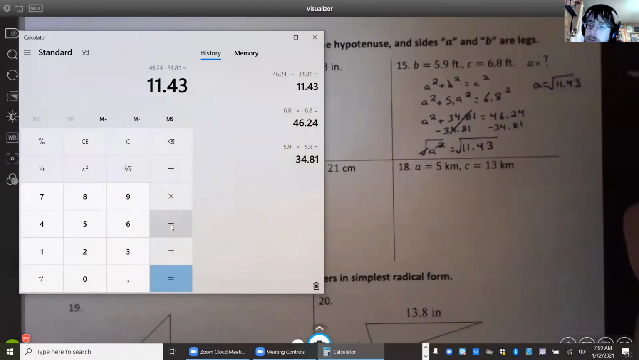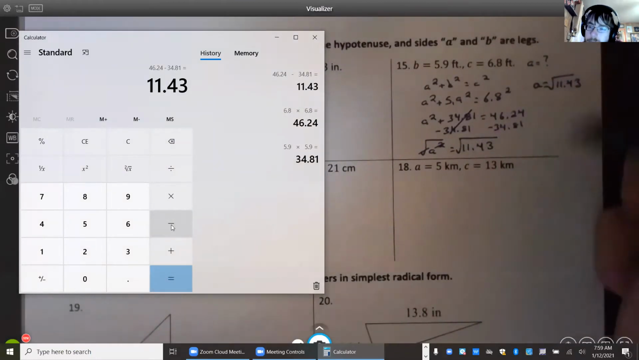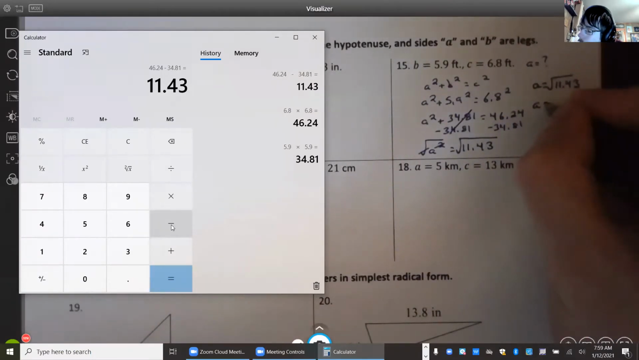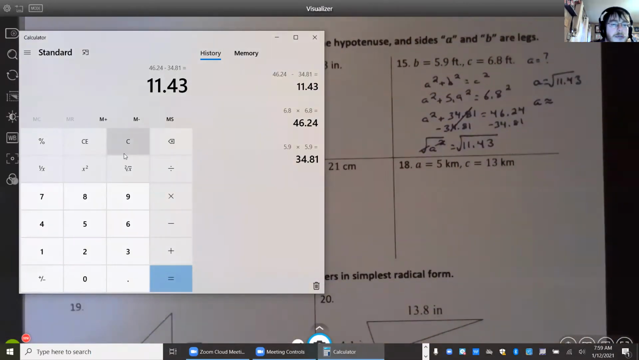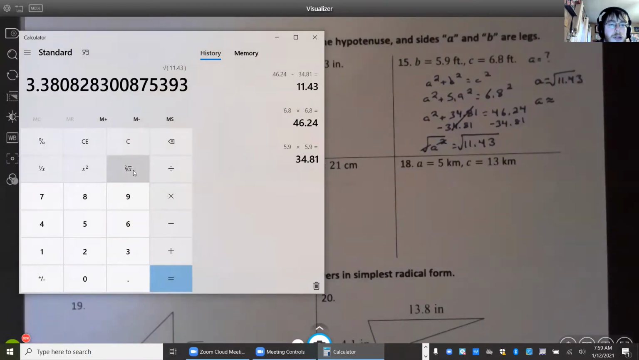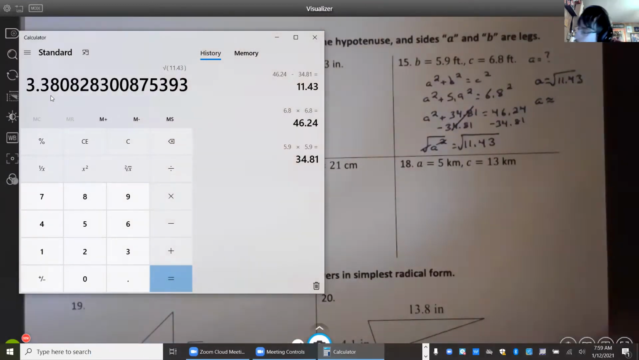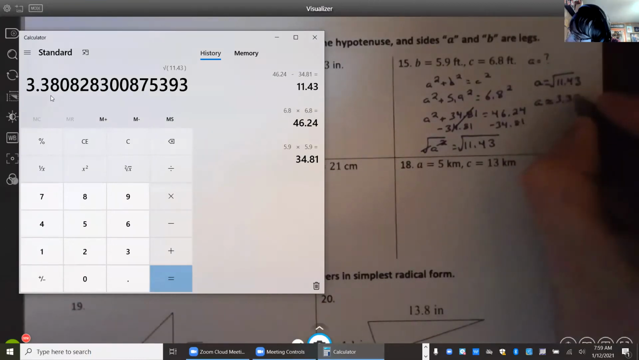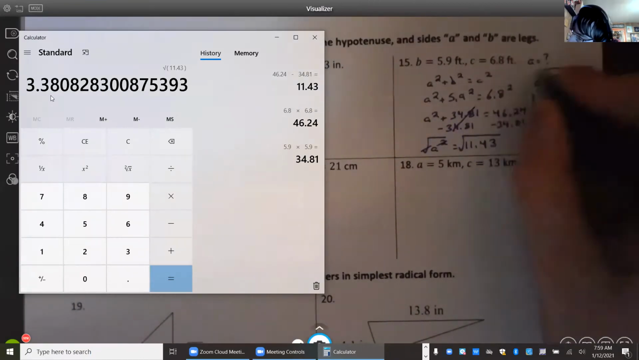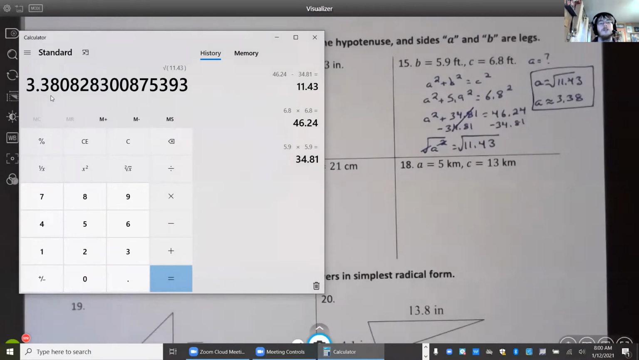Now, obviously, the square root of 11.43 is probably not going to simplify, so we're just going to approximate it here. We take the square root of that, and we get approximately 3.38.